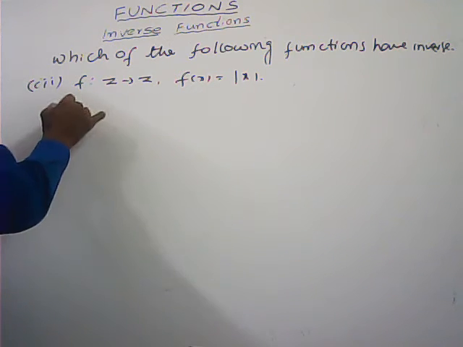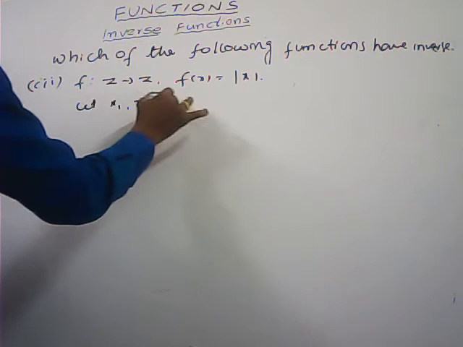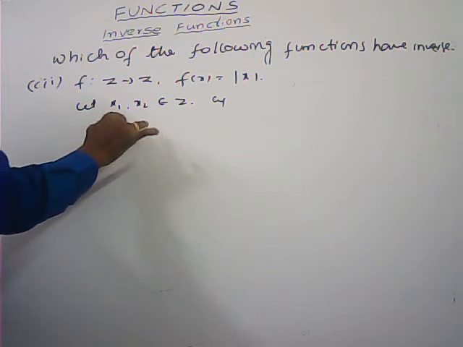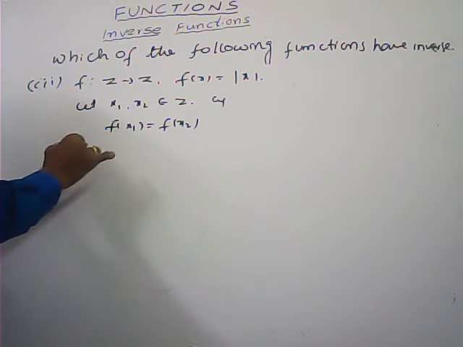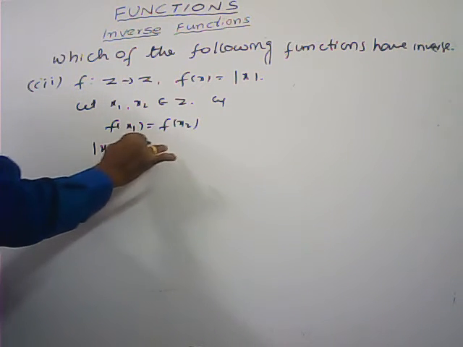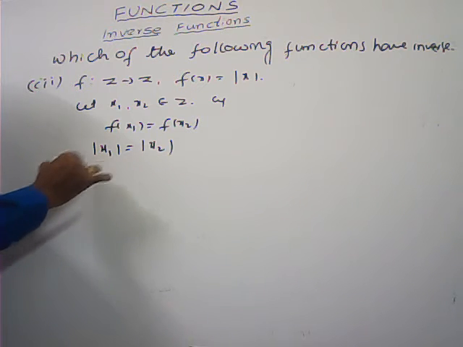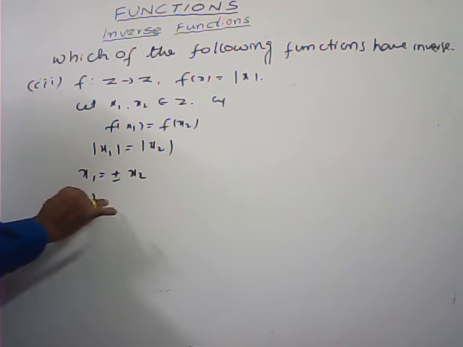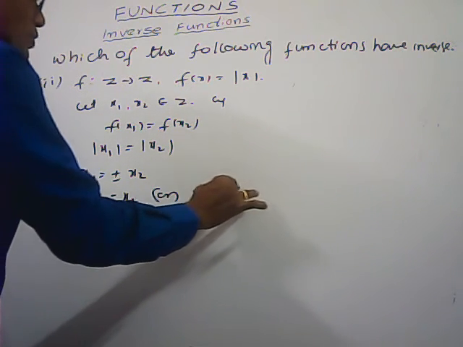Here also you can take, let x1 comma x2 belongs to domain that is z, and f of x1 is equal to f of x2. What about f of x1? That is modulus of x1 that is equal to modulus of x2. Now, if I remove that modulus, x1 is equal to plus or minus x2. What is the meaning of that one? x1 is equal to x2 or x1 is equal to minus x2.